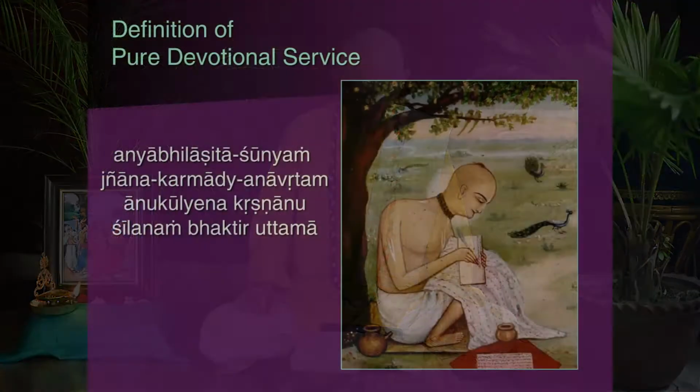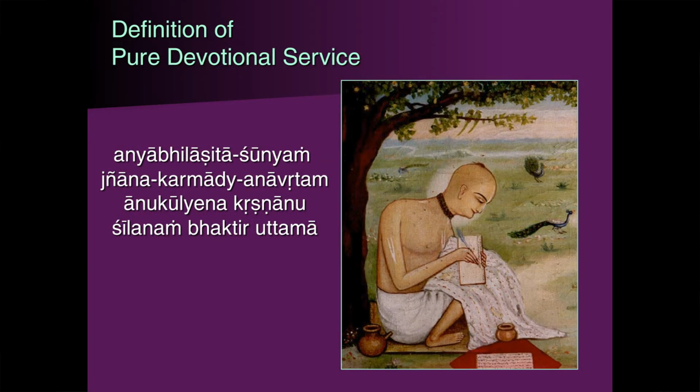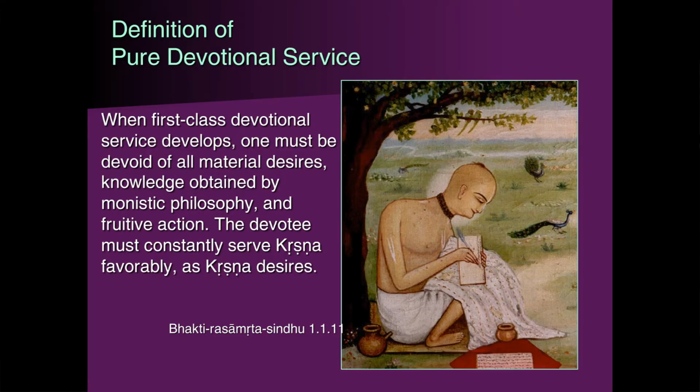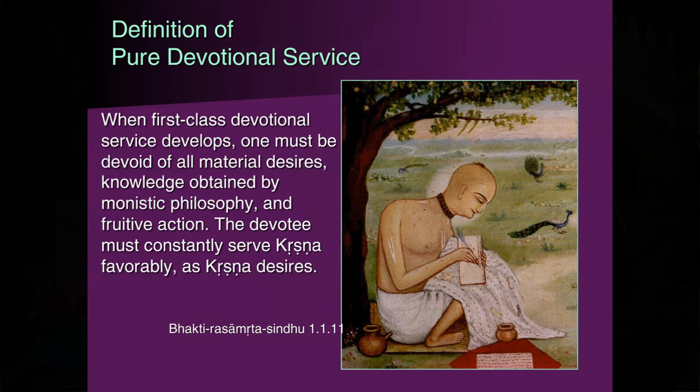Rupa Goswami writes this verse, which Srila Prabhupada is beginning to comment on, and let's examine this verse from the Bhakti Rasamrita Sindhu. Anyabhilashita shunyam jnana karmadi anavritam anukulyena krishnanu shilanam bhaktir uttama. Prabhupada translates: when first-class devotional service develops, one must be devoid of all material desires, knowledge obtained from monistic philosophy and fruitive action. The devotee must constantly serve Krishna favorably as Krishna desires.